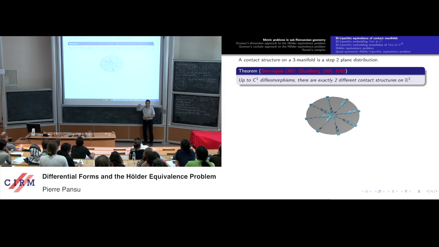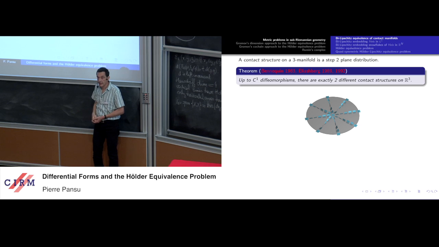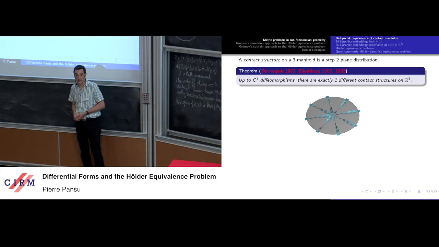Two other deep theorems that came up a bit later state that, in fact, the two examples are the only examples of contact structures on R3 up to diffeomorphism.